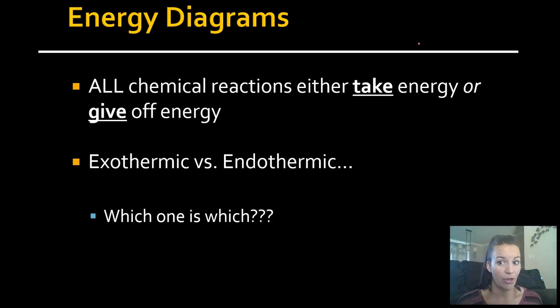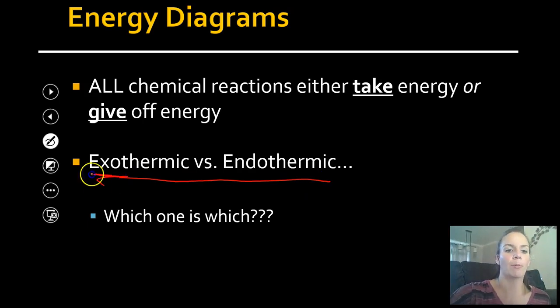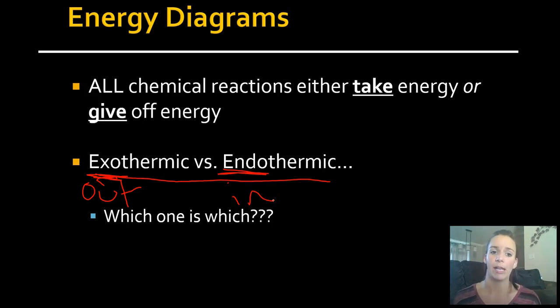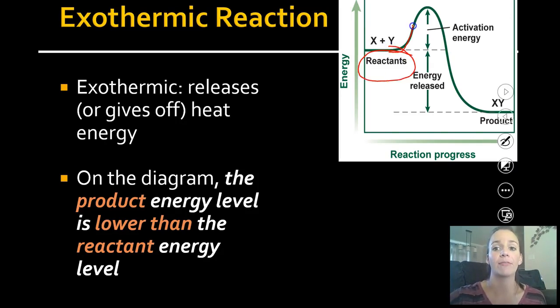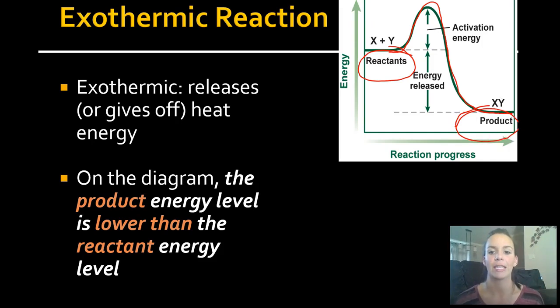So these reactions, though, either take energy or give off energy, and those are 2 terms called exothermic and endothermic. So which one's which? Well, exo, if you remember, means out, and endo is in. So then exo is going to release energy, and endo is going to take it in. So let's look here. So an exothermic reaction, the reactants start here, we still have to climb that hill to that activation energy. But if you look, the products are lower than the reactants, meaning there's less energy at the end of the reaction. So this would be an exothermic reaction, and it would give off heat or energy.